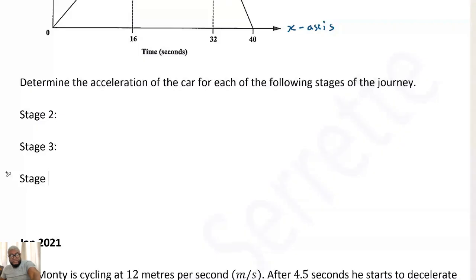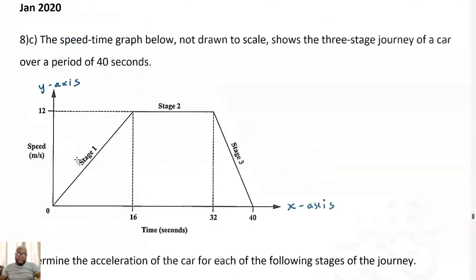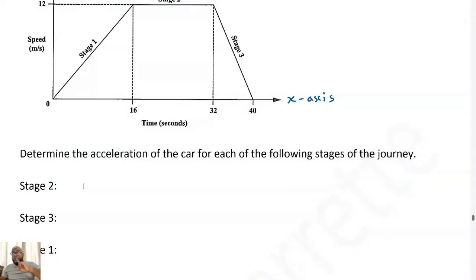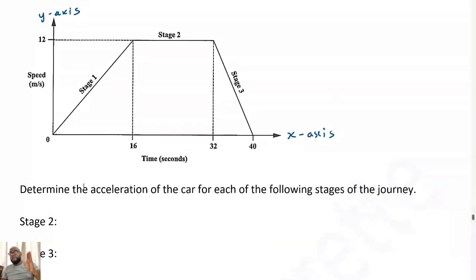Stage 1. If CXC asks you for acceleration and they don't use the word deceleration, it just simply means that for stage 3, you will get a negative acceleration. I'm going to say it again. If CXC asks you for acceleration and they don't use the word deceleration, it simply means that when I calculate the gradient of stage 3, I would get a negative number.